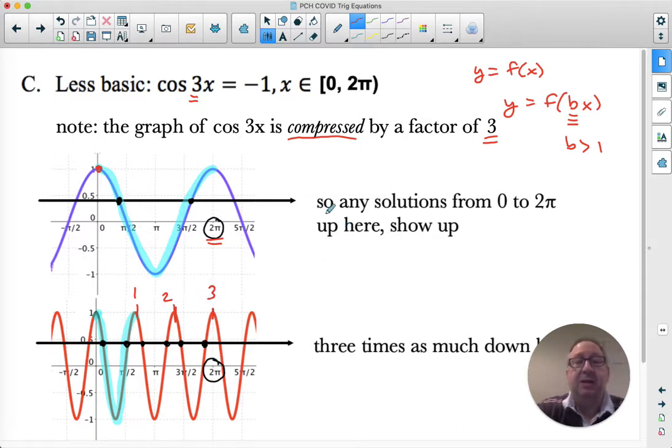What does it mean? It means any solution that we would have had here now shows up 3 times between 0 and 2 pi down here. So we're going to be getting 3 times as many solutions. Let's see how that plays out.